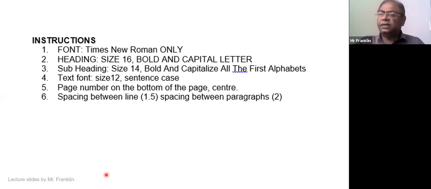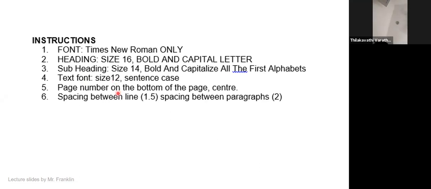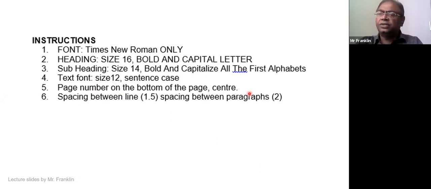So this is basically what they've given. Subheading is 14. Text is size 12. So follow this very strictly. Page number on the bottom of the page, center. In the center, not at the side. Spacing between lines is 1.5, and spacing between paragraphs is 2. So please stick to this clearly when you're doing your assignment. Is that clear? Right. So I've covered the assignment.